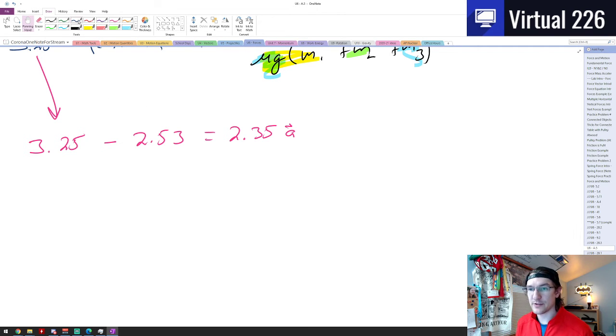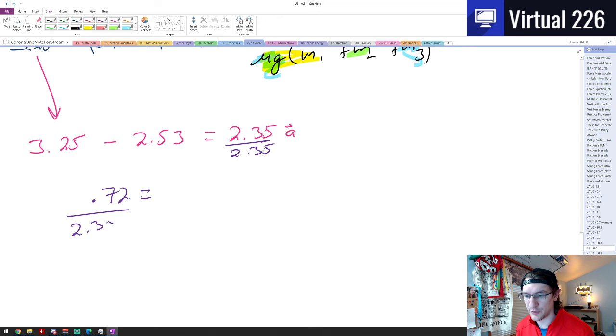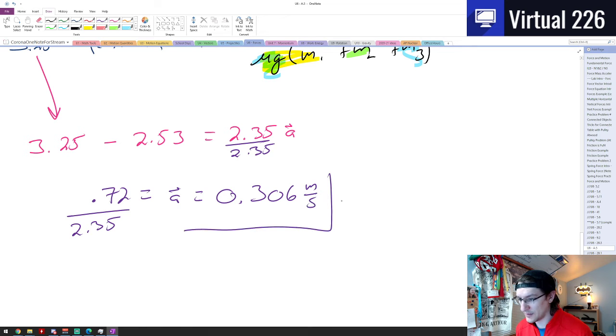I'm going to get 0.72. So 0.72 equals, and then I divide each side by 2.35, so 0.72 divided by 2.35 gives us the acceleration, which is 0.306 meters per second squared. That is our acceleration. Whew.